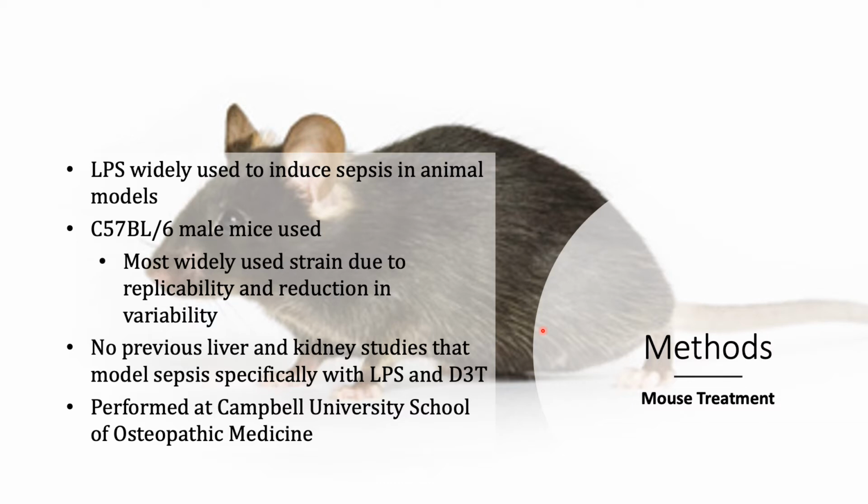LPS is widely used to induce sepsis in animal models, so we used male mice, the C57BL/6 strain, and this is the most widely used strain due to replicability and reduction in variability. We are using this model because no previous liver and kidney studies have modeled sepsis specifically with LPS and D3T. The animal treatments and sacrifices were performed at Campbell University School of Osteopathic Medicine.